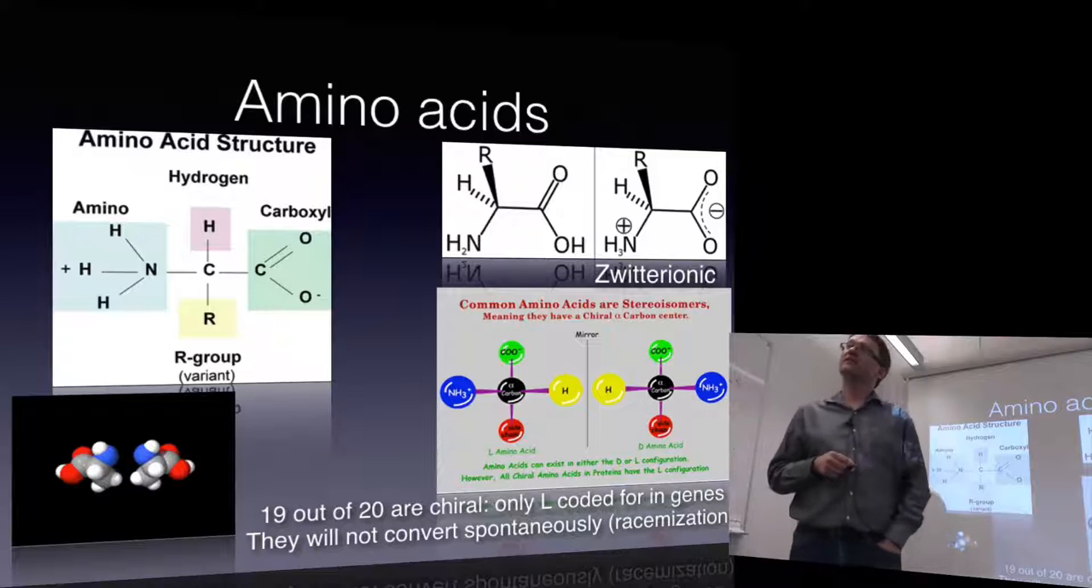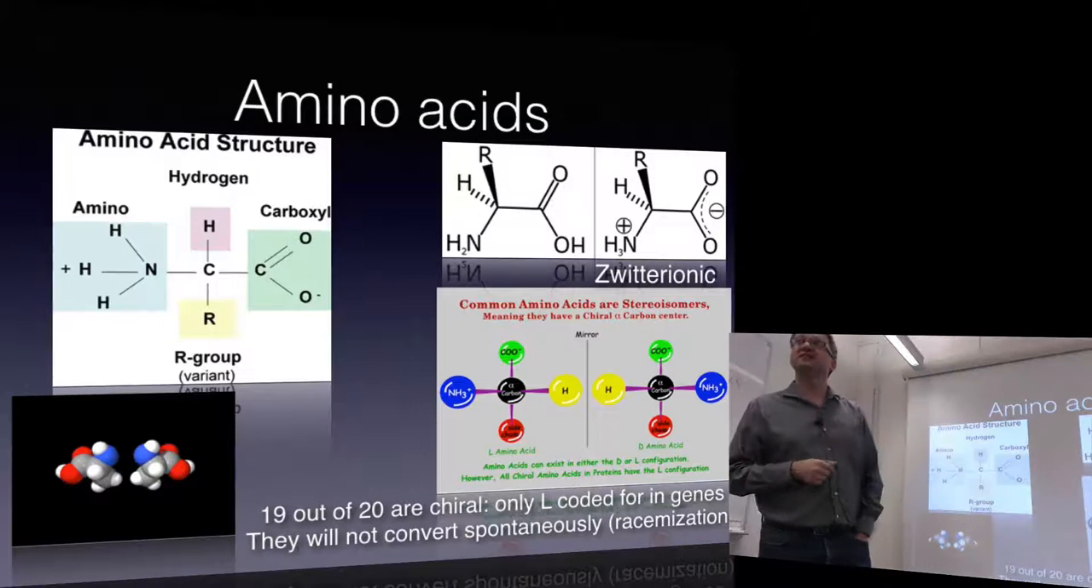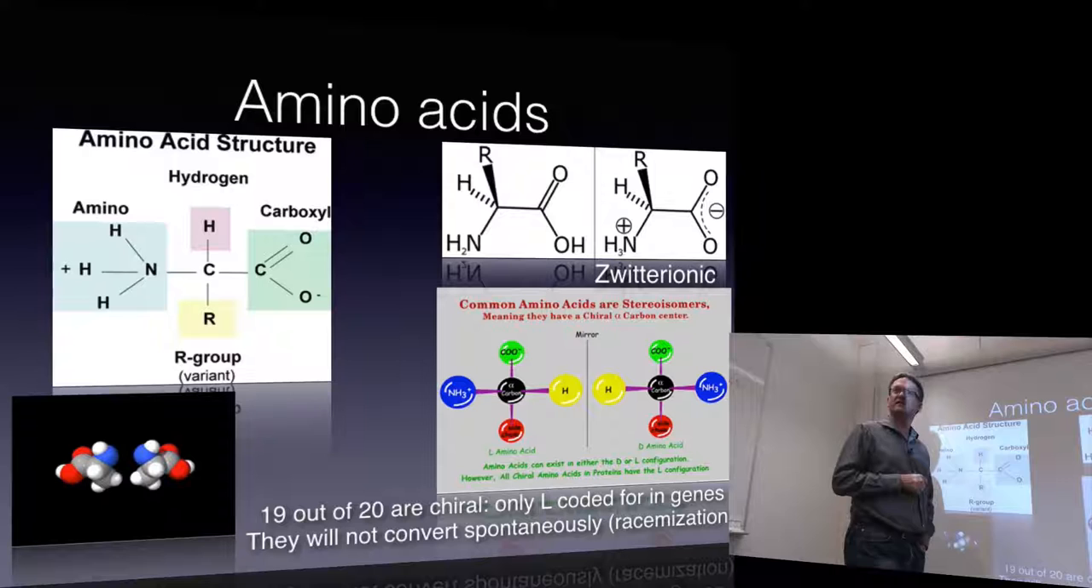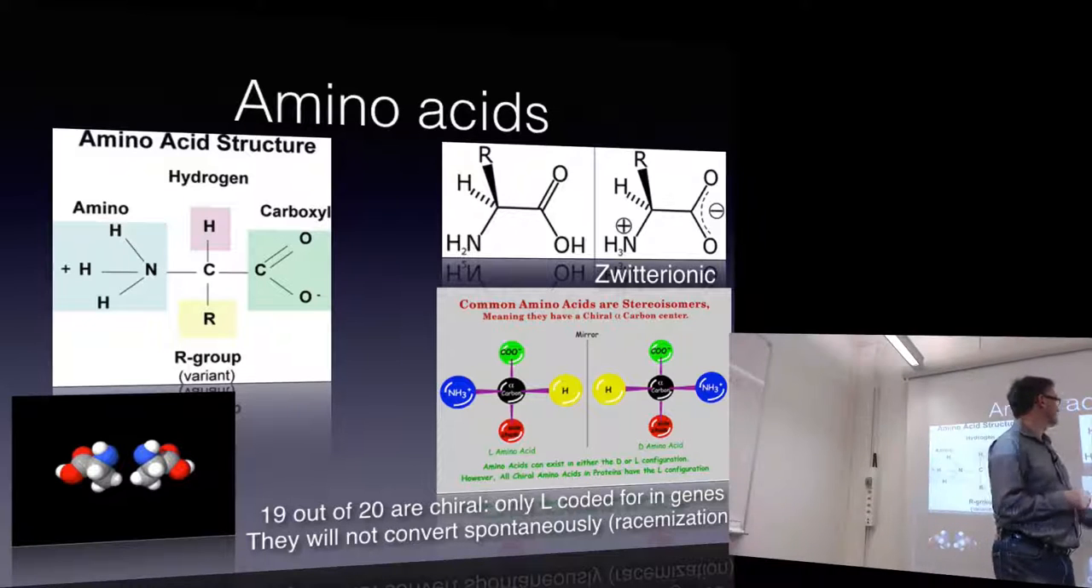Sorry? Zwitterionic means? Zwitter comes from zwei in German. So it's a double ion. Good question.